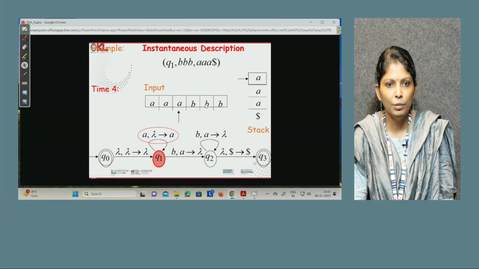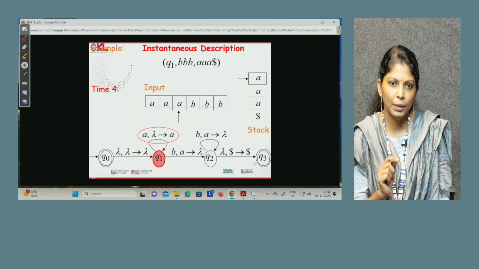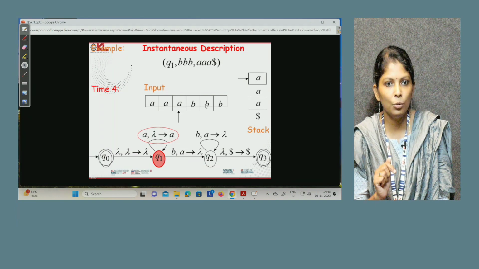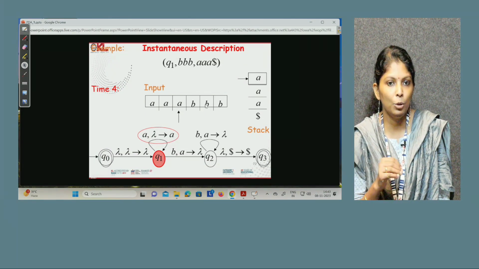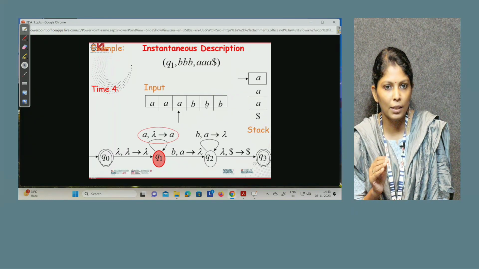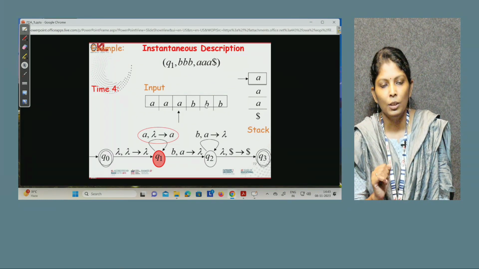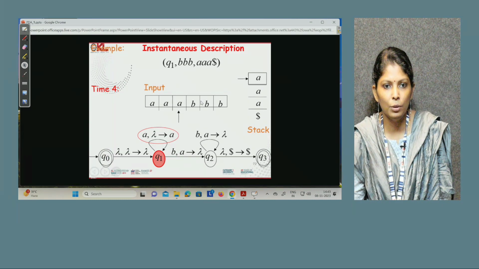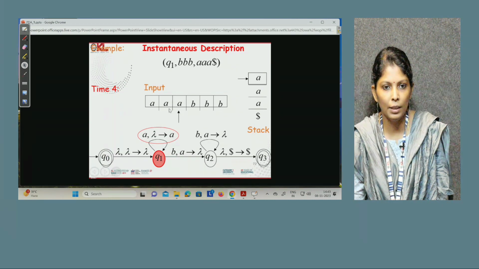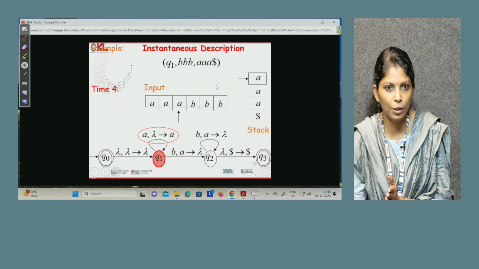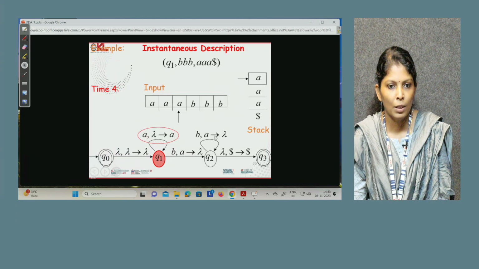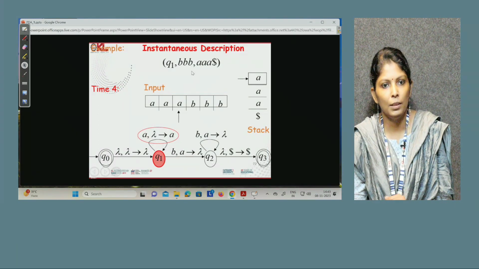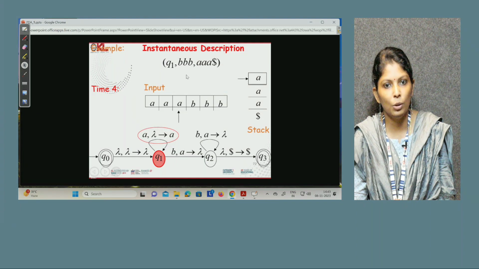Okay, we can start with this: Q1, BBB, AAA, dollar. That means Q1 is the current state of our machine, BBB is the remaining input to be processed, and the stack content is AAA. Let us assume the input string was AAABBB. Out of those, the first three characters we have already processed. That is why the second element is BBB only. Now we are going to process the remaining input. We have to start with the next B. So what will happen there?